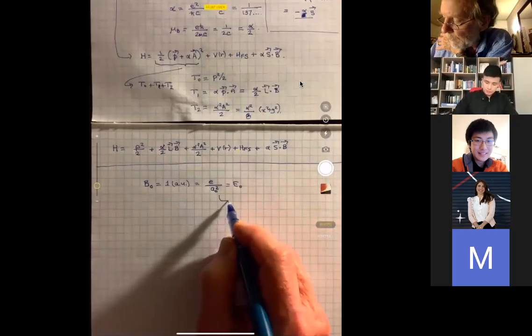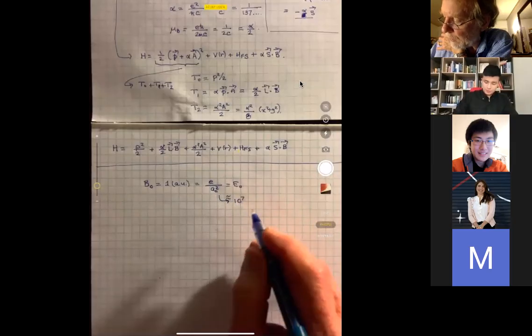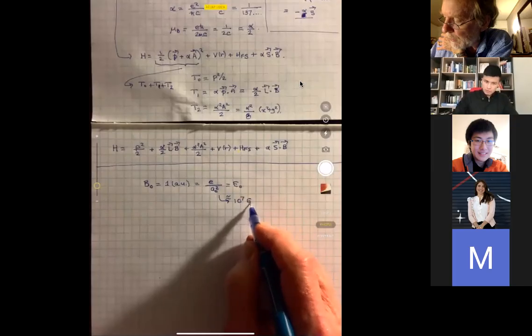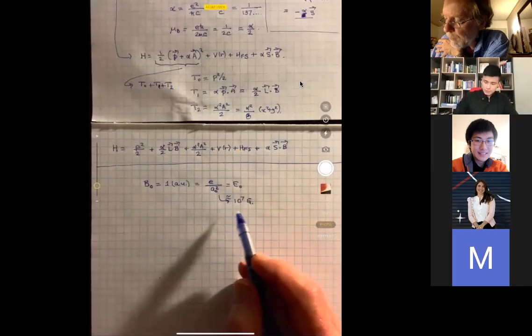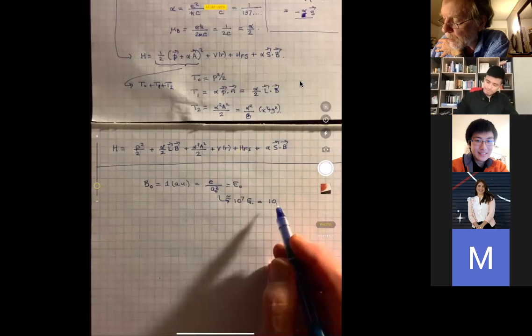If I evaluate this numerically, with some factor in front, it's roughly of the order of about 10 to the 7th Gauss. Now this is a pretty strong field, because 1 Tesla is 10 to the 4th Gauss.